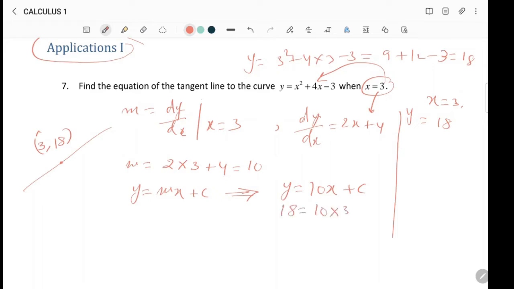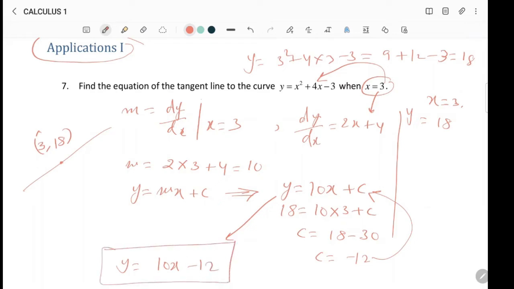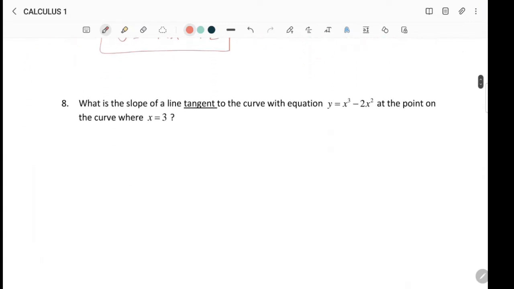10 times 3 plus c. So c is 18 minus 30. Okay, c will be minus 12. Now just put this value here to get the value of y, which is y equals 10x minus 12. This is my equation of the tangent, right? Now let's move to the next one.